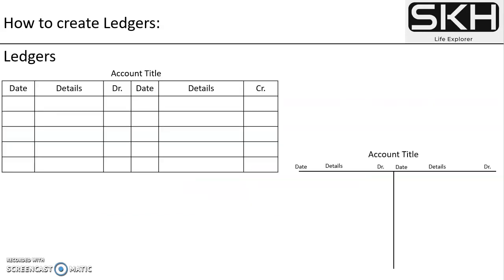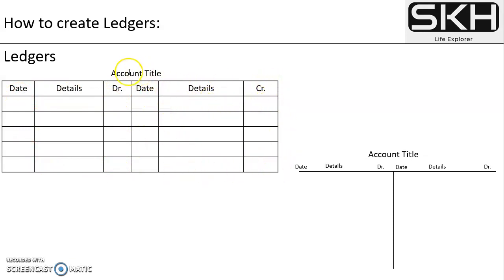And students, today we are going to see what the ledgers are. So students, this is the format of ledger. So ledger has two sides. One is debit and one is credit. So it starts with the first column, date, then details, and the debit side. So this portion belongs to debit side. And then again for credit side, we have date, details, and credit side.